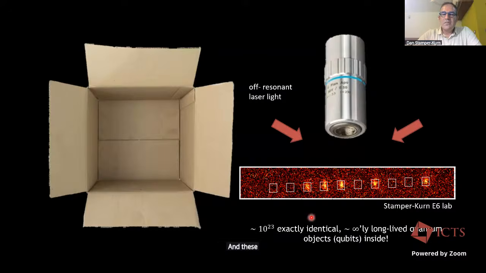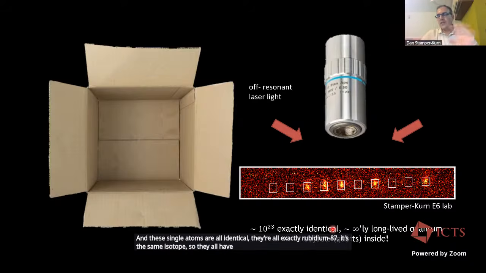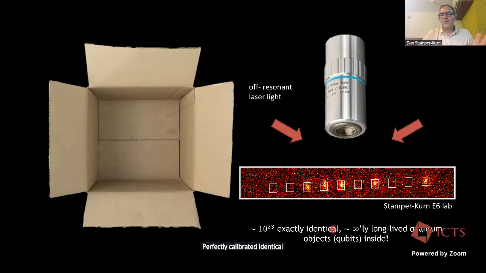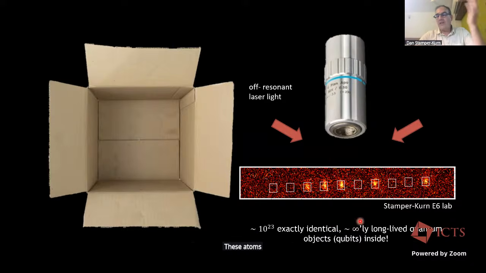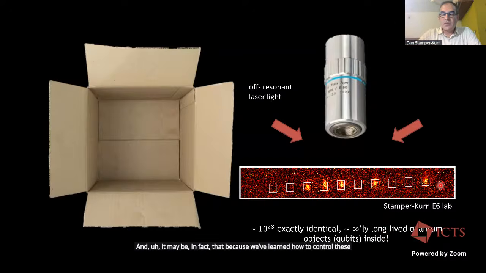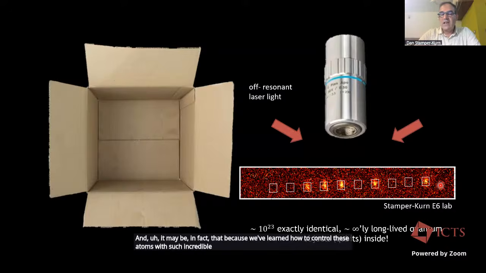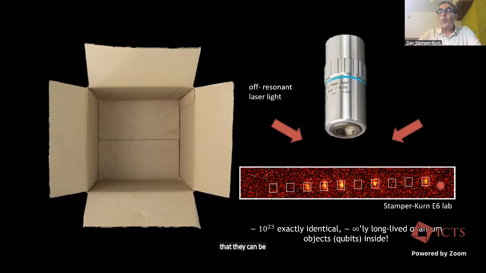And these single atoms are all identical. They're all exactly rubidium-87. It's the same isotope. So they all have perfectly calibrated identical properties. We don't have to do any fancy nanofabrication to make them more reliable in their properties. These atoms never go away. They're incredibly cheap. And it may be, in fact, that because we've learned how to control these atoms with such incredible precision, they can be the stuff of a wide range of quantum technologies.